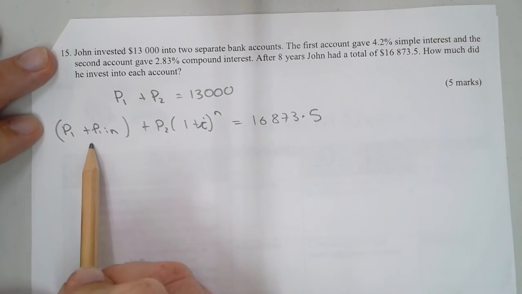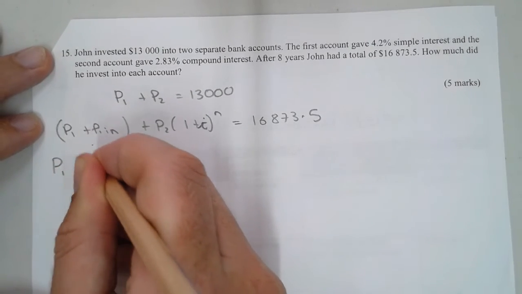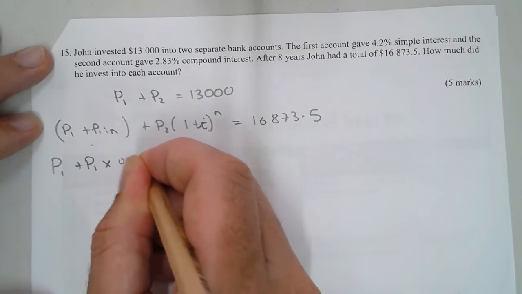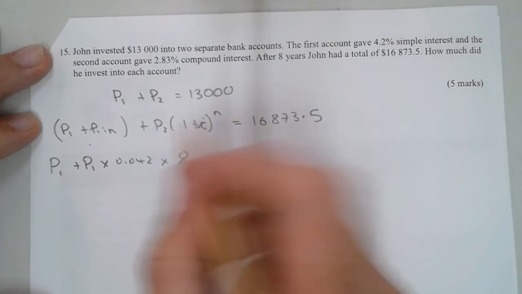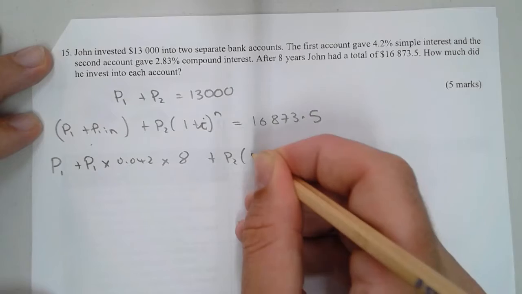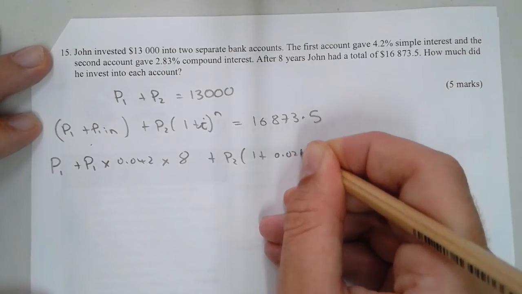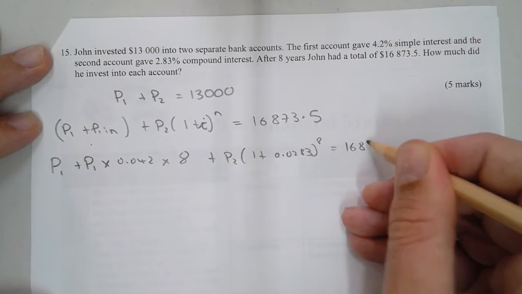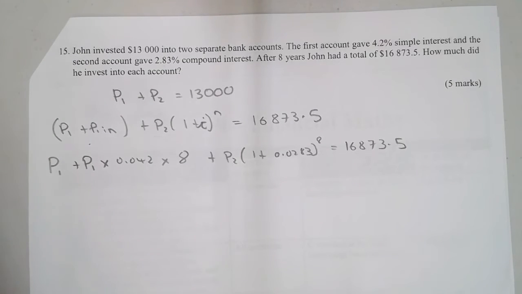Let's substitute into equation 1. So that's principal 1 plus principal 1 multiplied by the interest, 0.042, times by the number of years, which is 8. Now let's do this one. So we're substituting in. The interest is 1 plus 0.0283 to the power of 8, and that equals 16873.5.